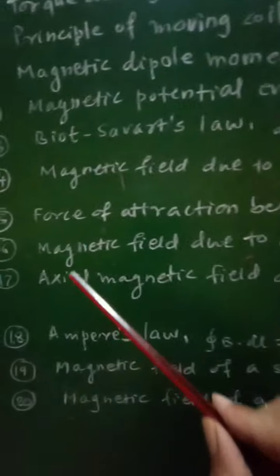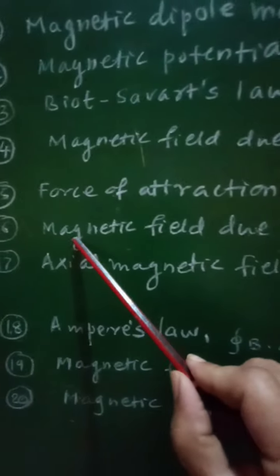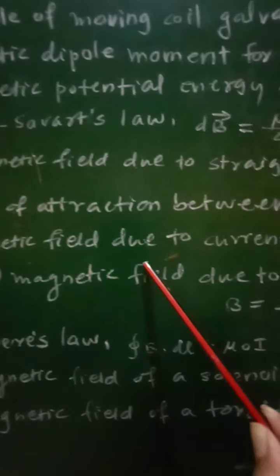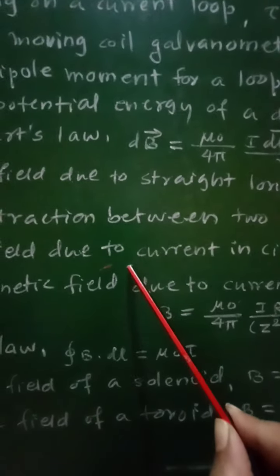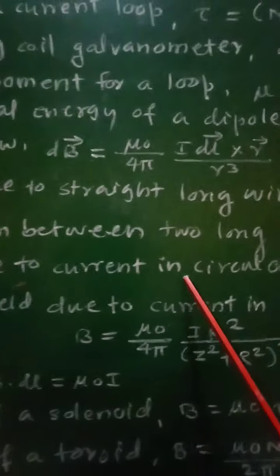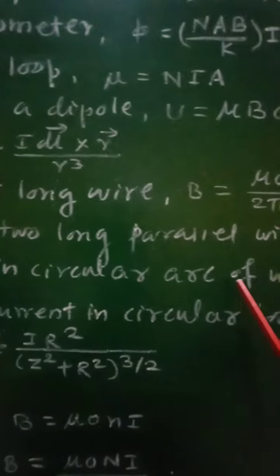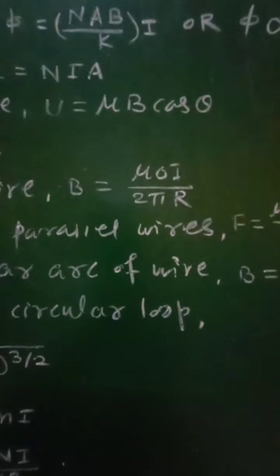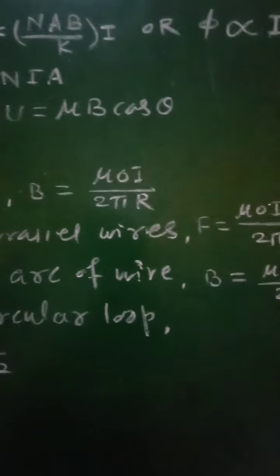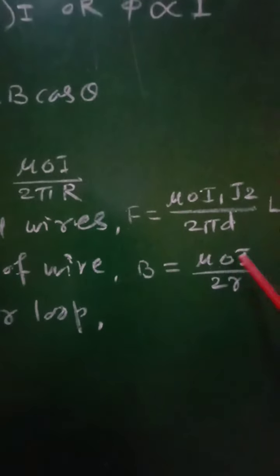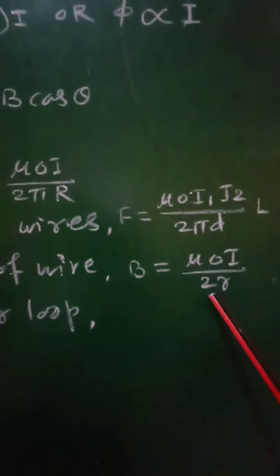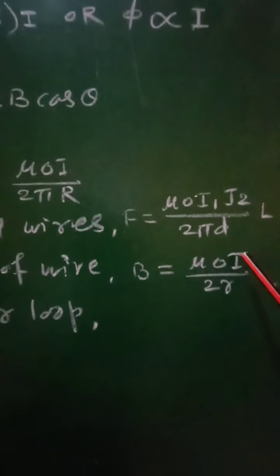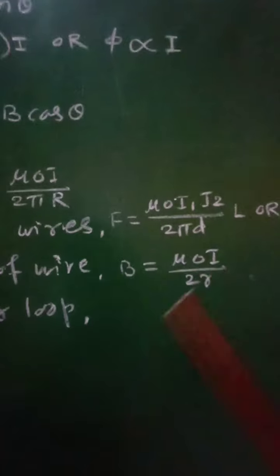Then 16th formula gives us the magnetic field due to current in circular arc of wire. In case of circular arc of wire, the magnetic field will be given as B equal to mu 0 I upon 2 r.